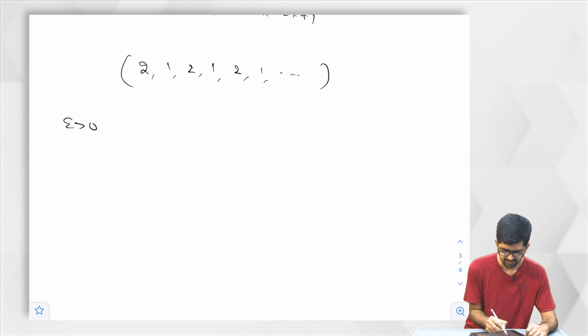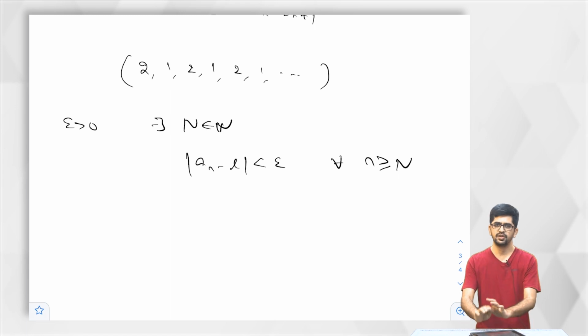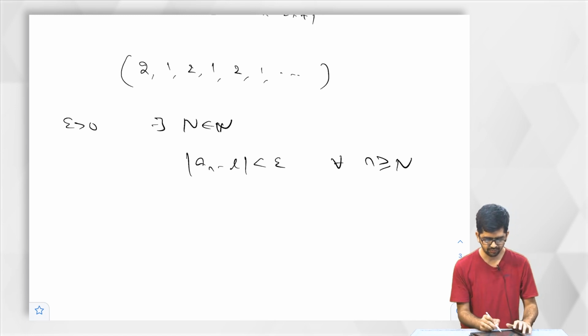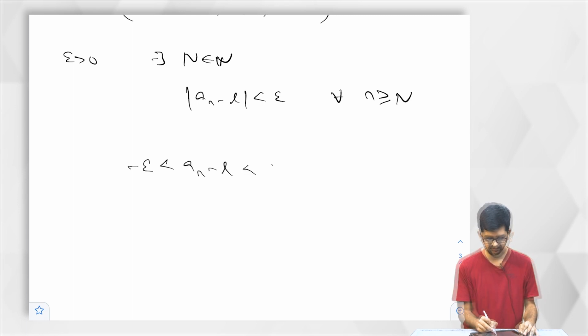Given epsilon positive, there is an N belonging to the naturals such that |a_n minus L| is less than epsilon for all n greater than or equal to N. So this is what it is. Let us just write down what this means. This means minus epsilon less than a_n minus L less than epsilon for all n.